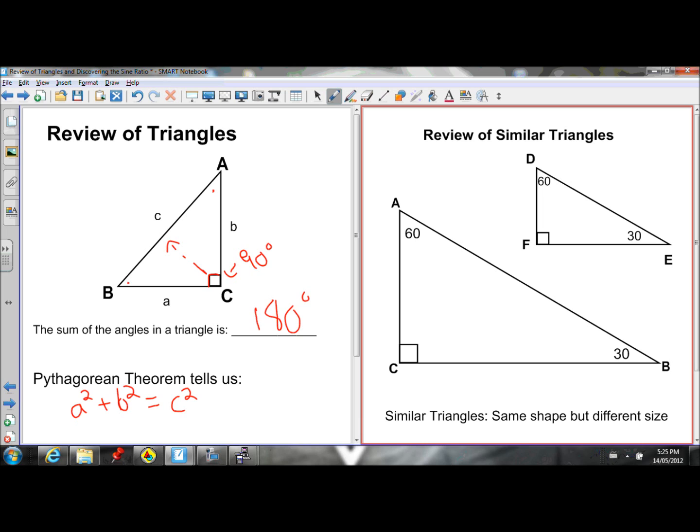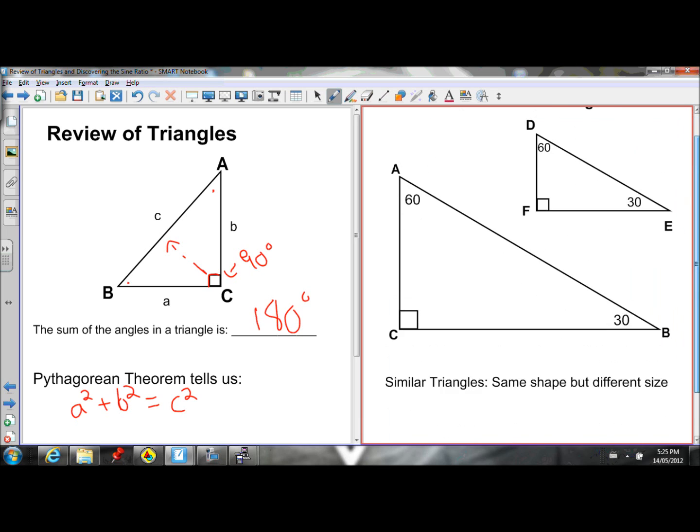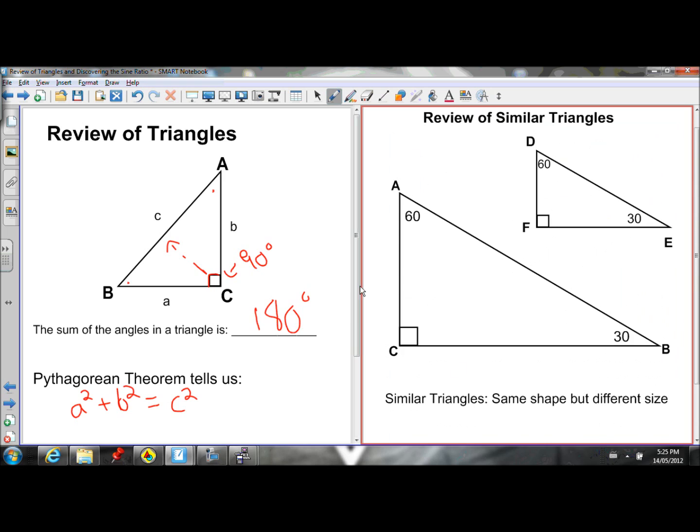We also need to review some properties of similar triangles. These triangles, although they're completely different sizes, are similar. They're similar because they have the exact same shape, even though they're different sizes. I know they're the same shape because they have equivalent angles. They both have angles of 90, 60, and 30. So these are similar.